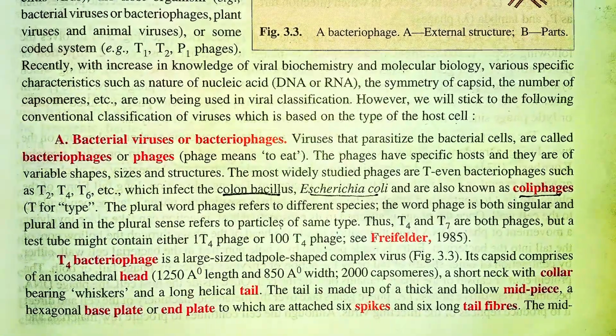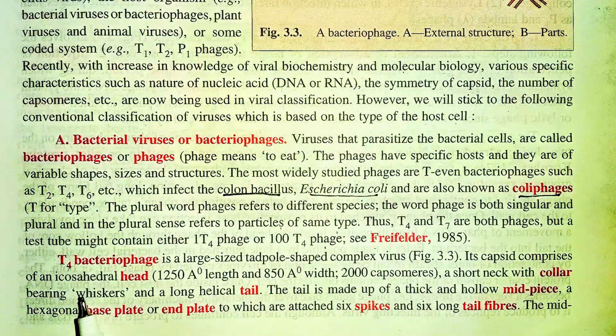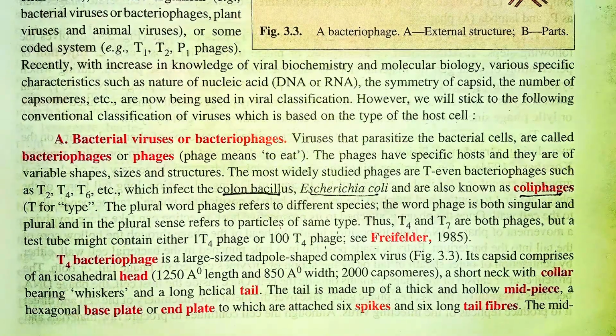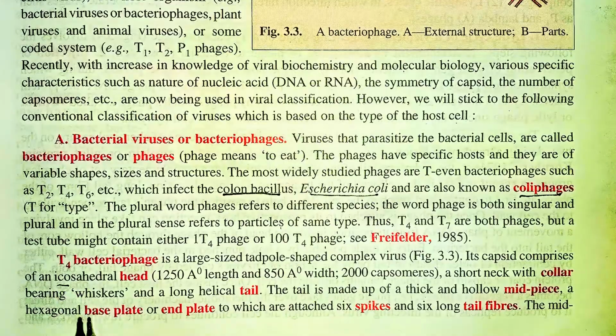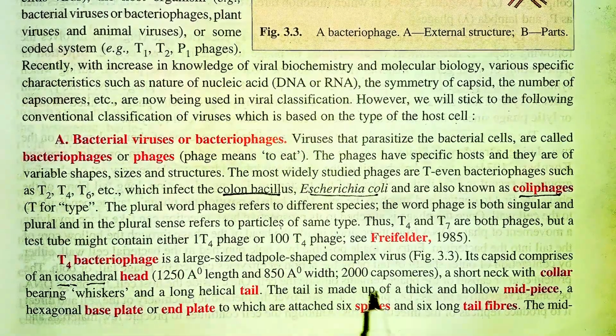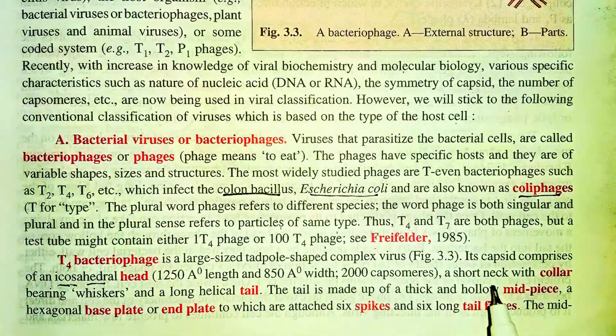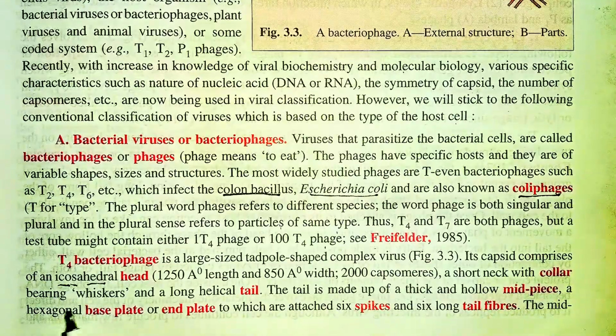So let's talk about the T4 phage. Basically it's a large, tadpole-shaped complex virus, and it contains complex capsomeres, or capsid you can say, and its shape is icosahedral basically, right? It has a short neck with a collar bearing whiskers and a long helical tail.